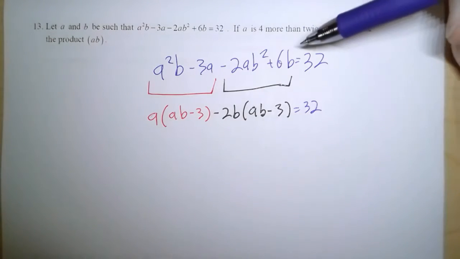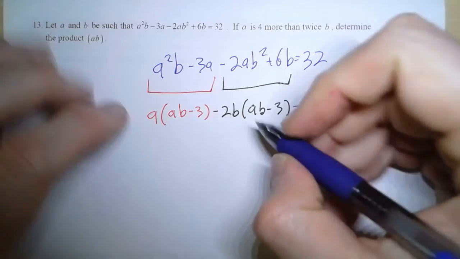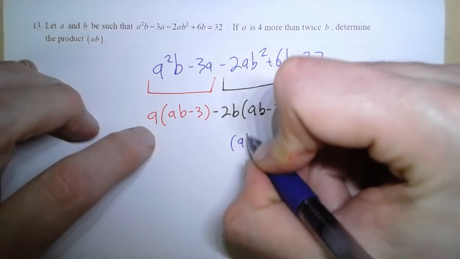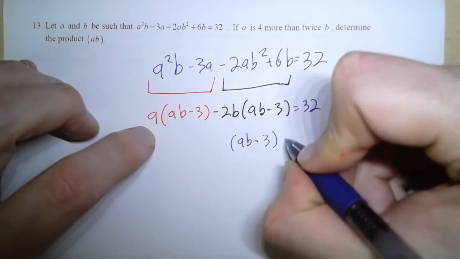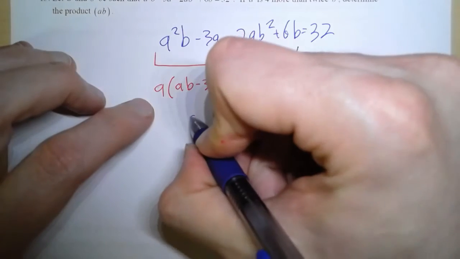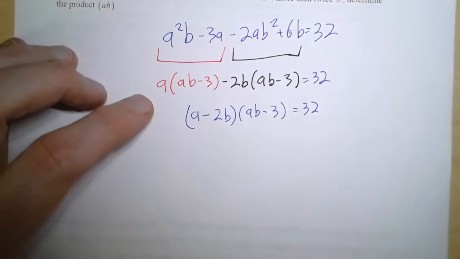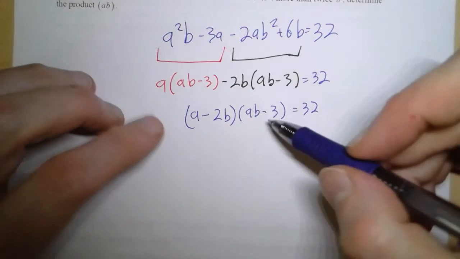So we had 4 terms, and now we're down to 2. And what do these two have in common? Well, these two have an ab minus 3 in common. And what's left? What's in front? A minus 2b. All right, so it's been factored.